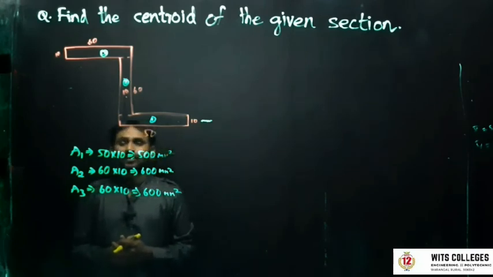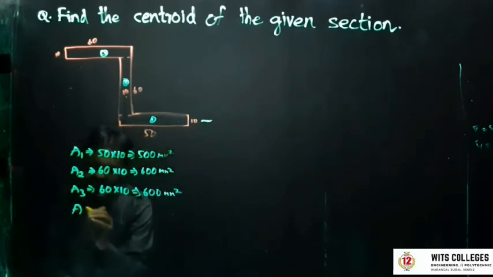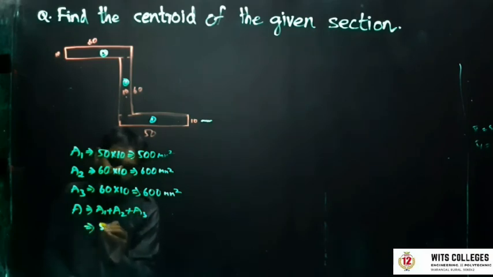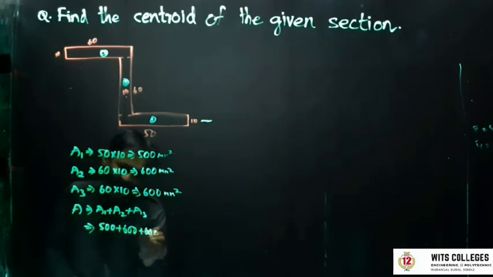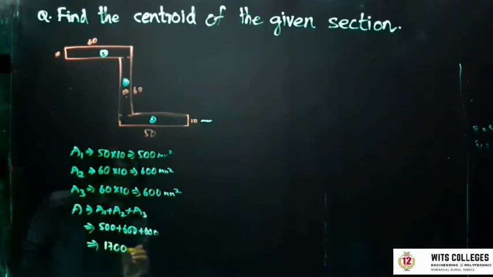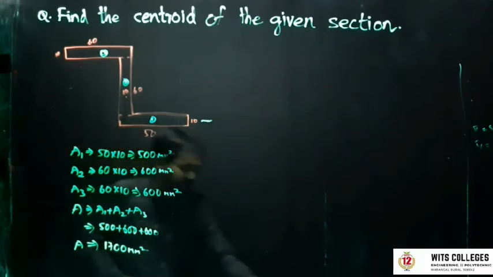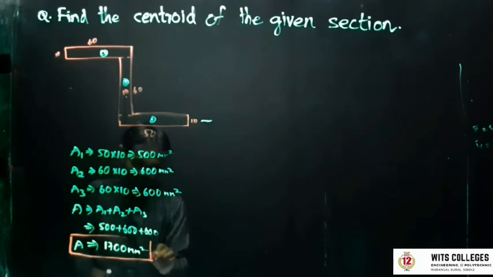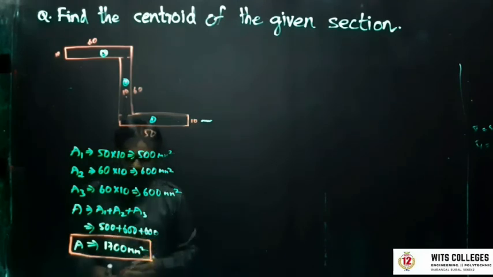Let me find the total area of the section, where total area is equal to A1 plus A2 plus A3, which is equal to 500 plus 600 plus 600, which is 1700 mm square. So 1700 mm square is the total area.